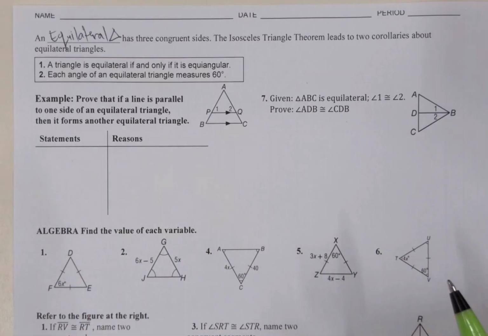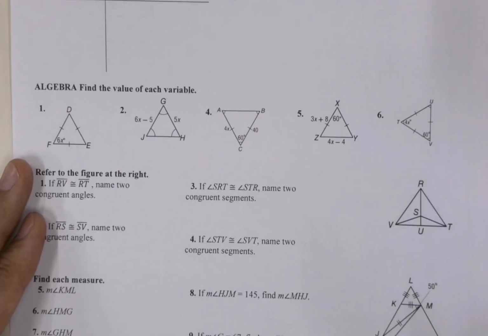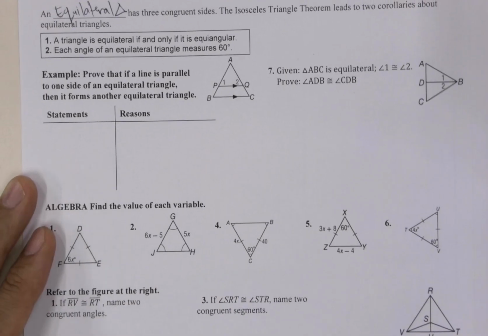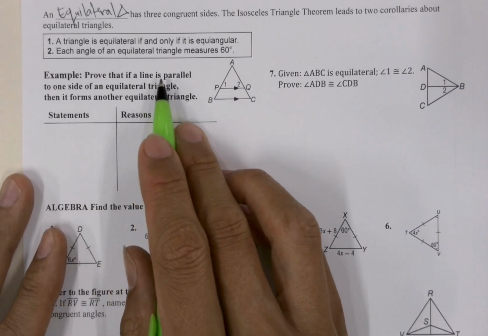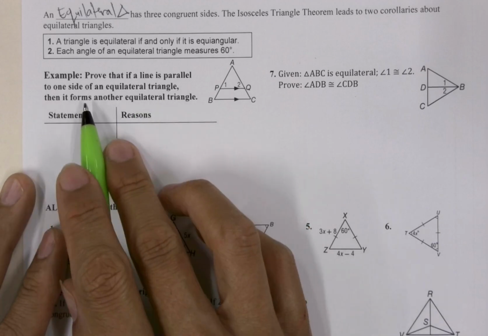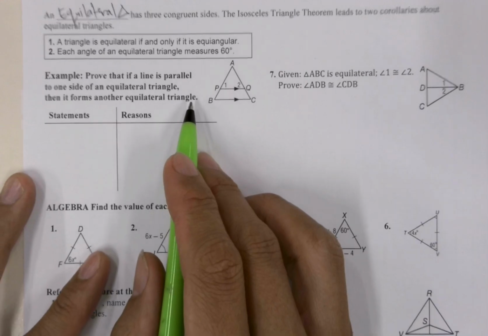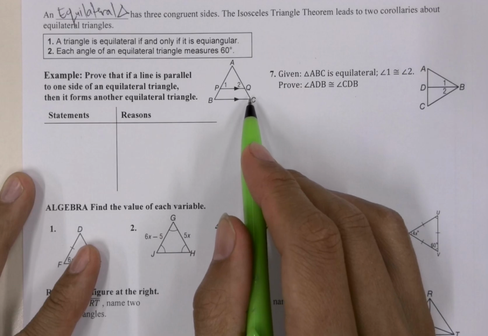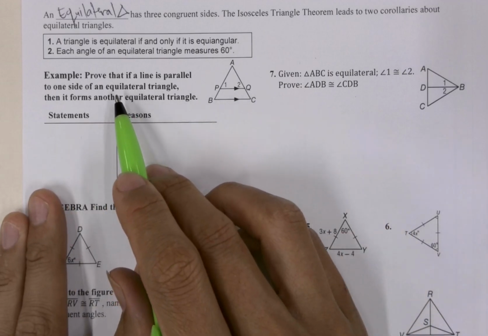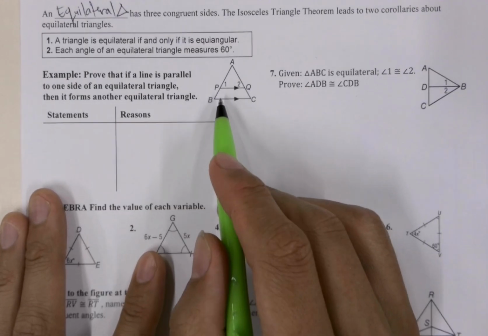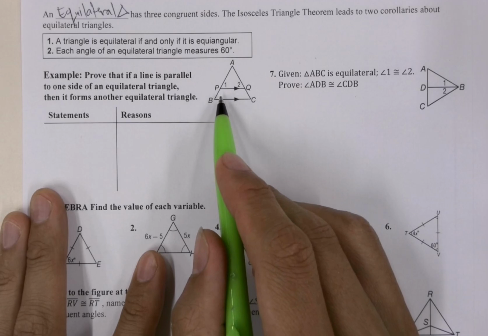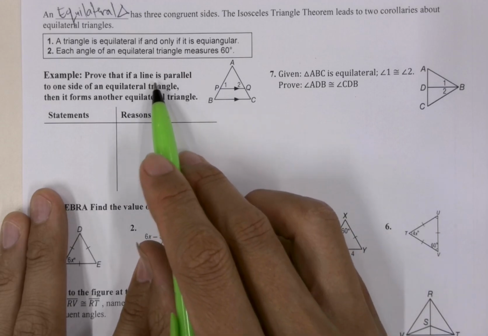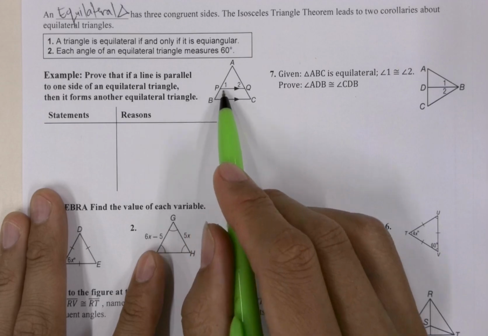Okay, so let's see. I guess you're supposed to complete these problems here. But yeah, let me do these two examples actually, and then you can complete the ones on the bottom. So we need to prove that if a line is parallel to one side of an equilateral triangle, then it forms another equilateral triangle. Okay, so we have that these two lines are parallel. And how can we prove that? Then that means that this angle is congruent with that angle because they are corresponding. So we're given that this is an equilateral triangle.